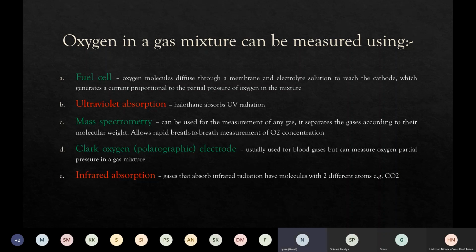Clark oxygen electrode, obviously clues in the name. As I mentioned earlier, usually in ABG machines, but it can also be used to measure oxygen partial pressure in a gas mixture. And then the last one, infrared absorption, false. As we discussed earlier, oxygen only has molecules of the same type, so it won't absorb the infrared radiation.